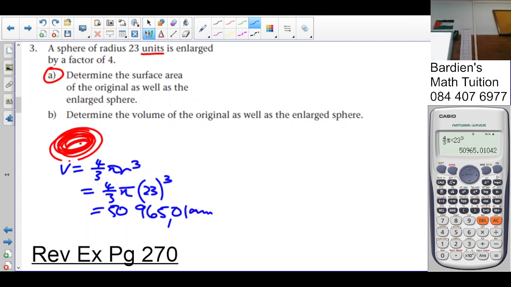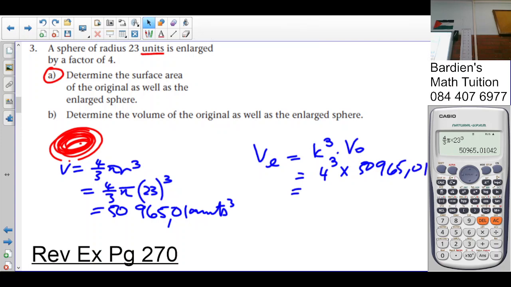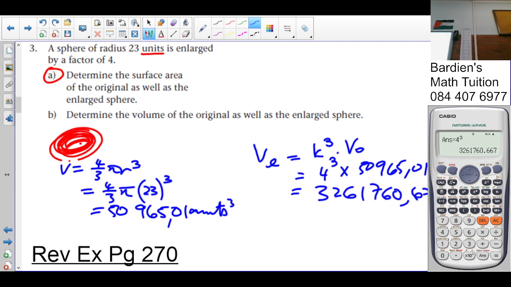Units cubed. Now the volume of the large figure is going to be k cubed times the volume of the original. So it's going to be 4 cubed times 50,965.01. So you take your answer times 4 cubed. It gives you 3,261,760.6 units cubed. Remember that if something is enlarged by a k factor, the area is going to change by k squared, and the volume by k cubed. Okay.